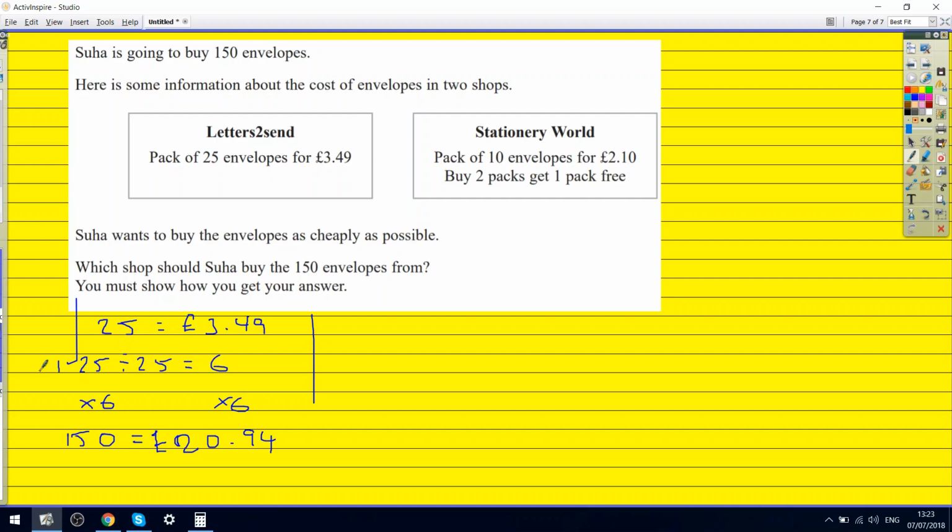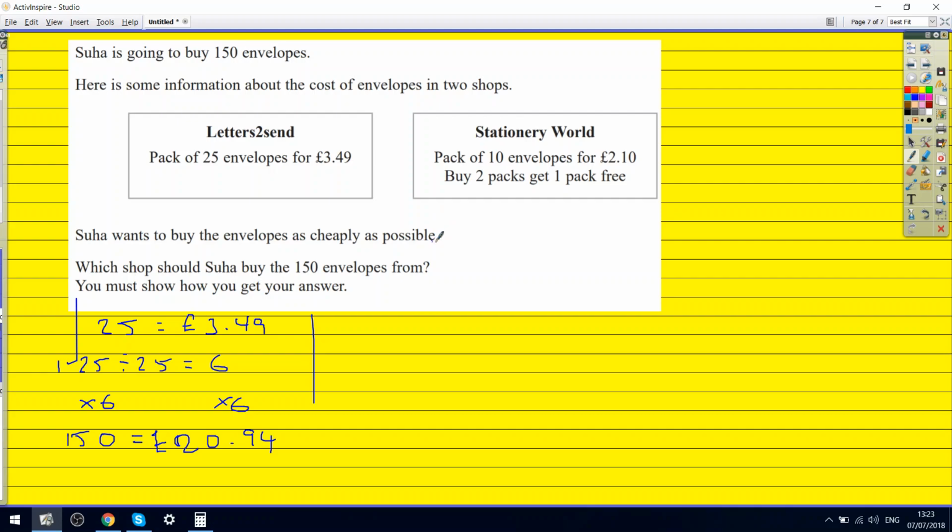I suppose. Okay, how many packs would we have to buy? 100, 200. Wait, 210 envelopes. So wait, it's 21 packs. She wants 150 envelopes. Oh, so you need to double that.